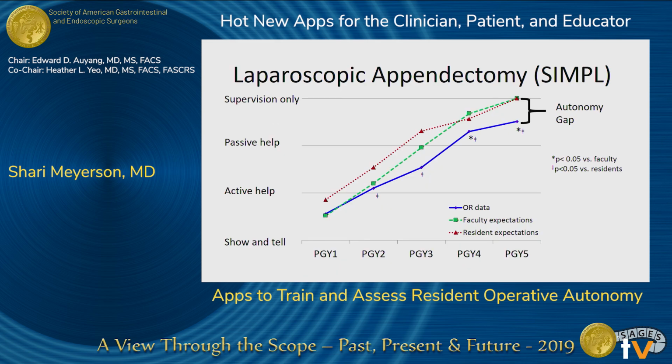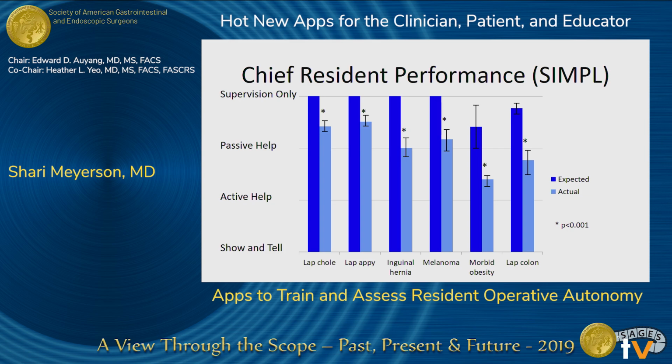We've learned some interesting things. We've learned that even for simple, straightforward operations, laparoscopic appendectomy is one of the most common operations done by residents in training. They do not reach the amount of autonomy that we all wish they would. So when we ask both faculty and residents what their expectations are for how much autonomy a resident should have with this type of operation at each level of training, the reality, the blue line here, is always less than the expectations. And it's not just lap appies. The more complex the case is, the bigger the gap between where we are and where we think we should be.